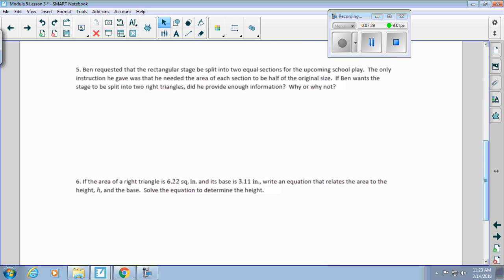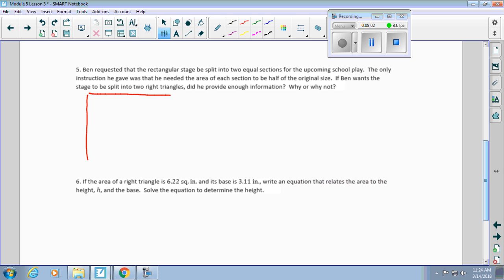In the next example, it says Ben requested that the rectangular stage be split into 2 equal sections for the upcoming school play. The only instruction he gave was that he needed the area of each section to be half of the original size. So this guy's up there going, hey guys, I need you to split this stage into 2 sections. They both have to be equal, all right? It says, if Ben wants the stage to be split into 2 right triangles, did he provide that crew enough information to do that? No, why not?